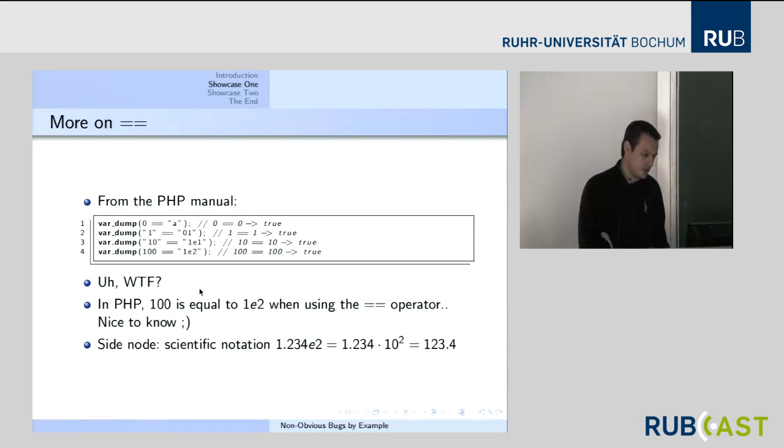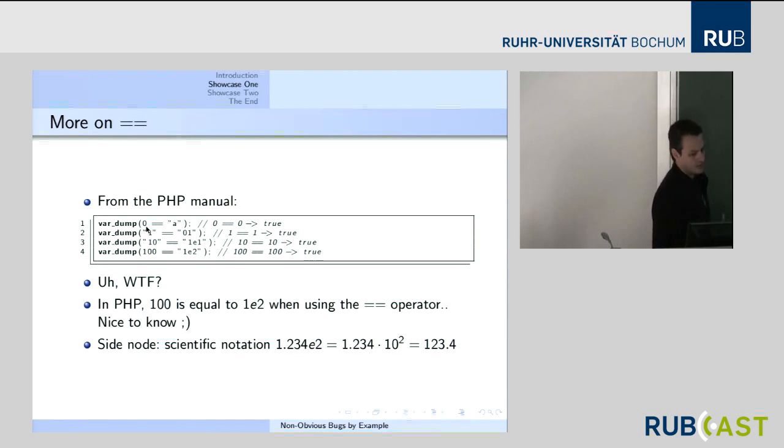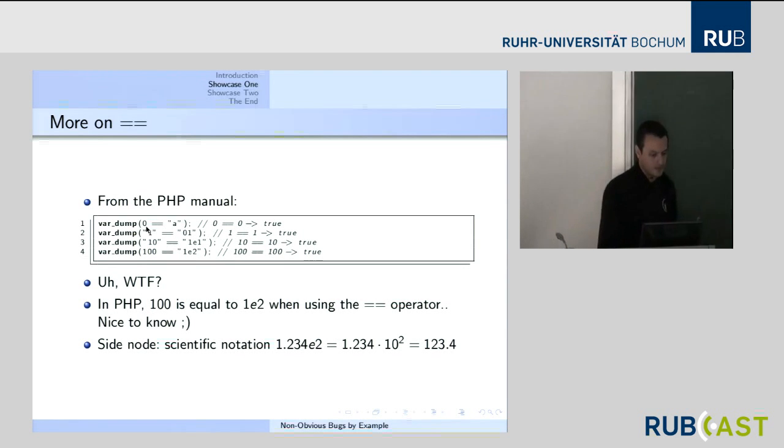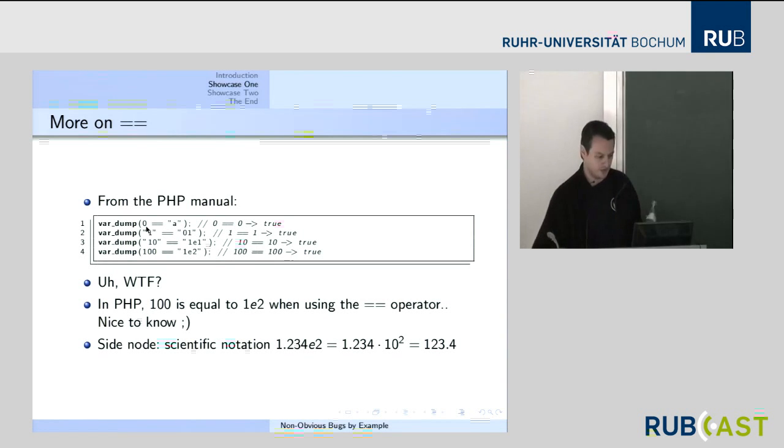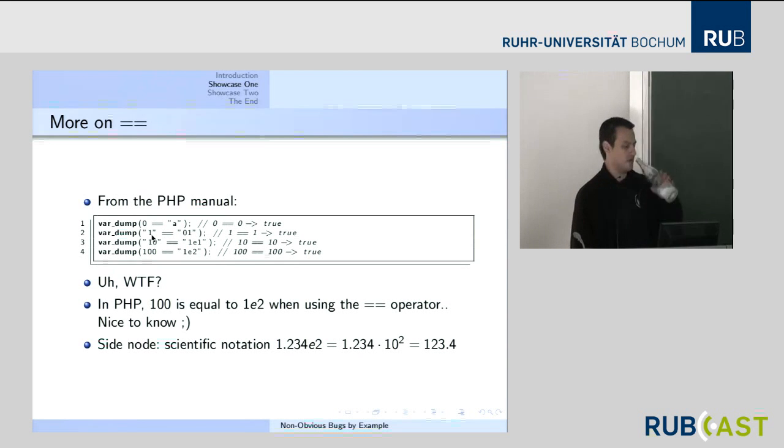Okay, let's see how it works. This is from the PHP manual. And now sit tight. The first line, I guess, is somehow acceptable. The number 0 equals the string "a" because, you know, you can't cast "a" to a number, and so it returns 0 probably. Okay, I mean, why not? The second line is a bit more interesting.